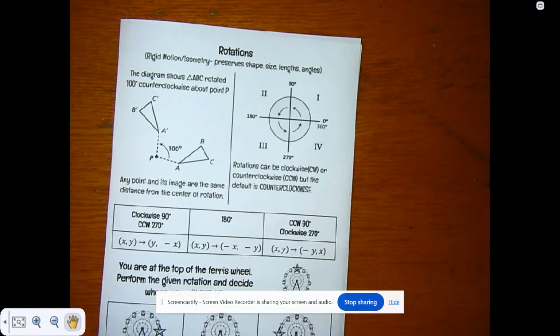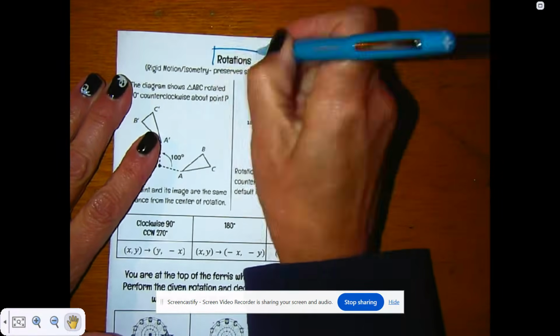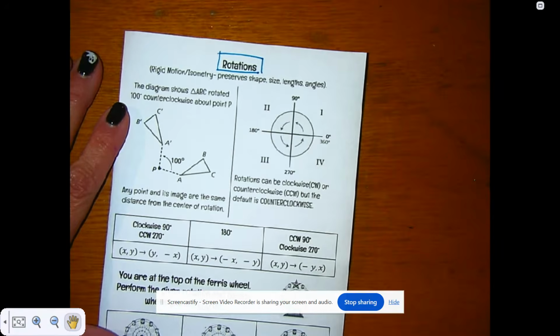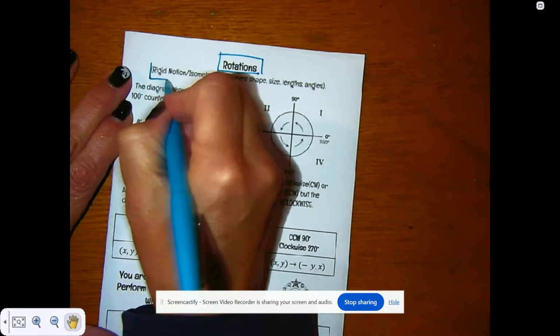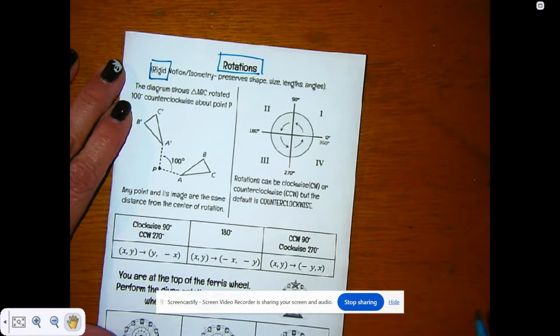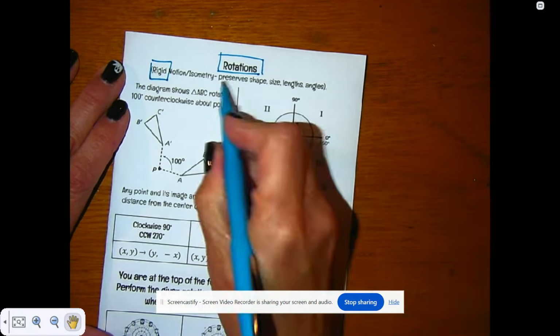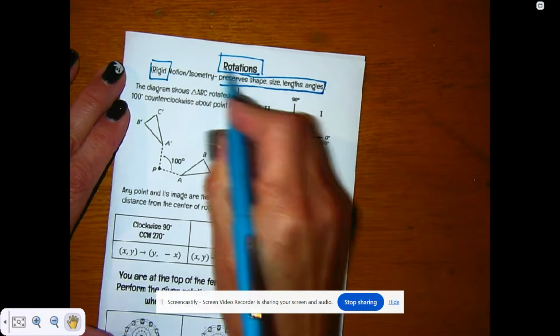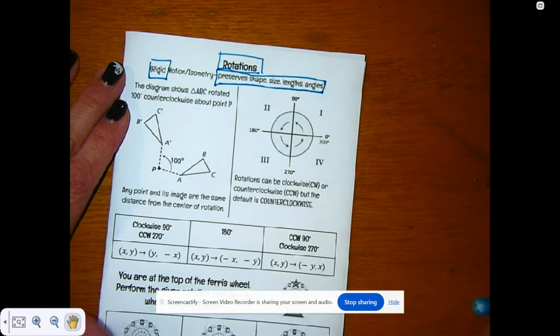Okay, here are your notes for your foldable on rotations. So make sure you have your colored pencils. This is all rotations. So remember that rotations are also a rigid motion. A rigid motion preserves the size, shape, lengths, and angles. So that means all of those are going to stay the exact same size. It's just going to be spinning something around.